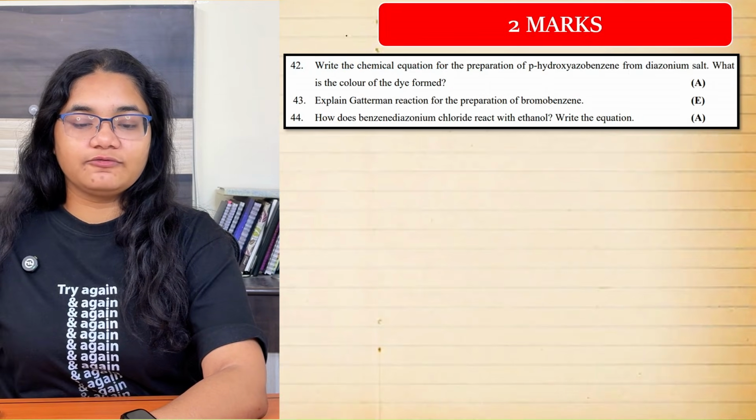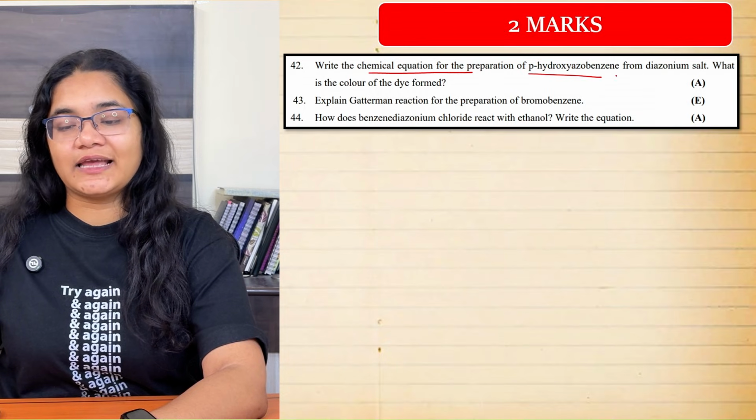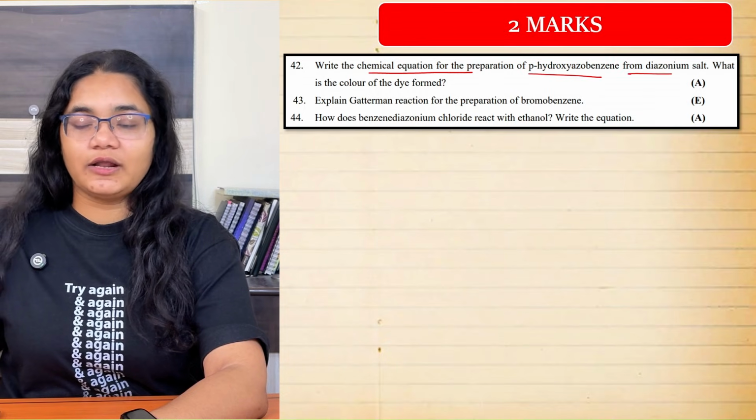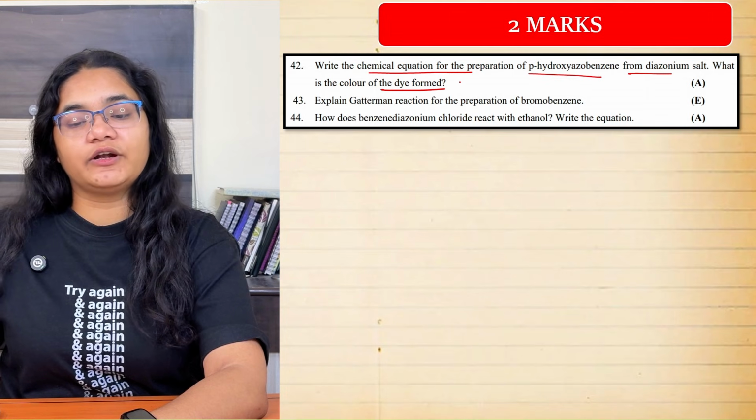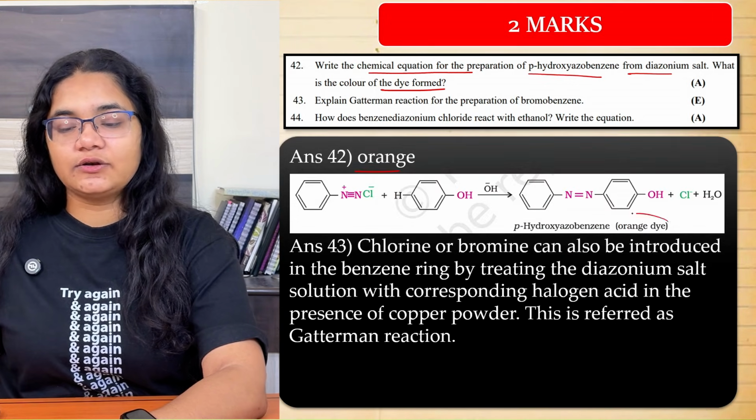Now moving to question number 42, write the chemical equation for the preparation of para-hydroxyazobenzene from diazonium salt. Again the coupling reaction. What is the color of the dye formed? This is important for hydroxyazobenzene. This is an orange dye.